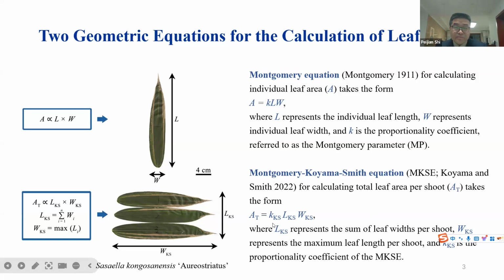Here, AT means the total leaf area per shoot, and LKS represents the sum of leaf widths in a shoot. And the WKS represents the maximum individual leaf length in this shoot. Here also there is a proportionality coefficient for this equation.